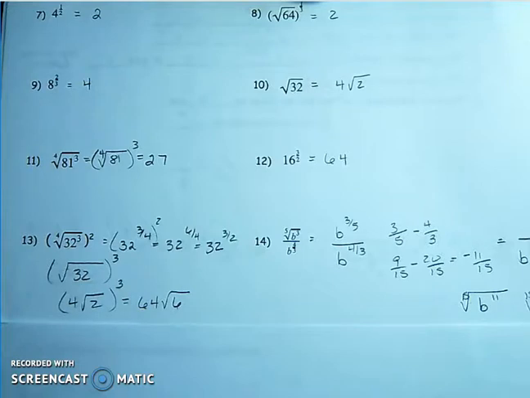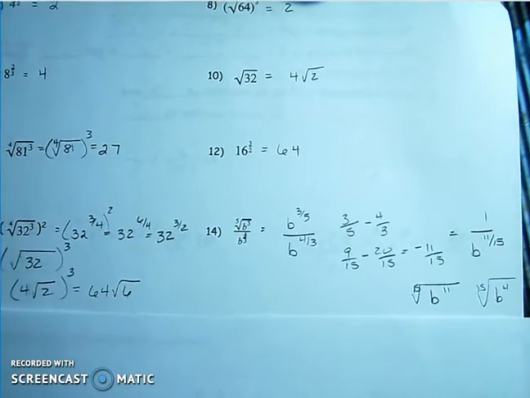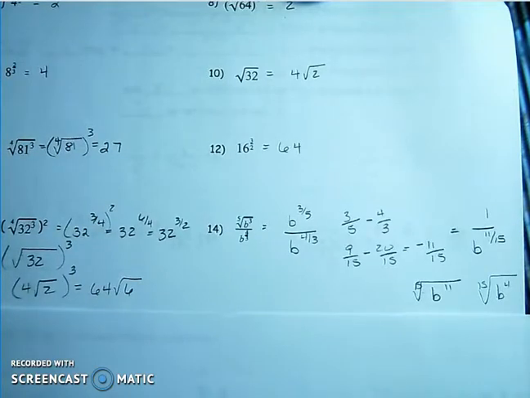In 11, you get 27. 12, you get 64. 13 is 64 square roots of 6, and 14 is the 15th root of b to the 4th, I believe. Is what this says. There's a lot of work for 13 and 14, so be very careful going through it. The easiest way to do these is to always change them to exponential form and then do your exponent.